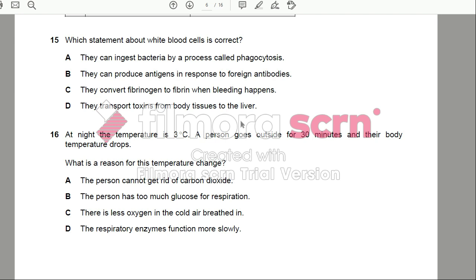So in that case option A is the best answer, because phagocytes will do the process of phagocytosis in which they will ingest the bacteria. So option A is the correct answer.